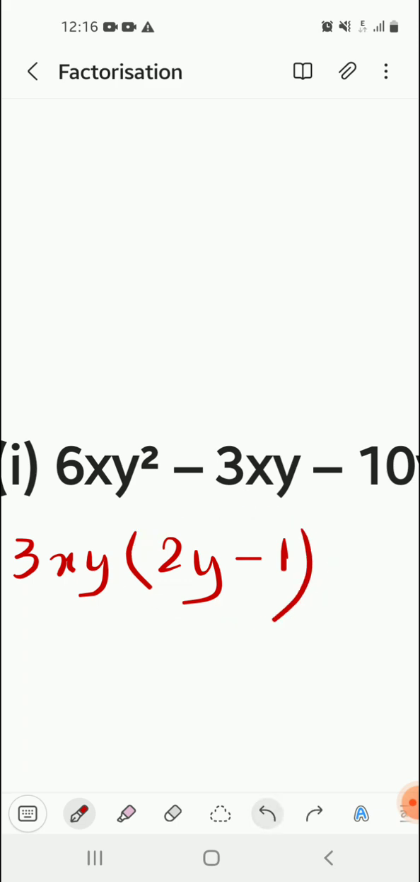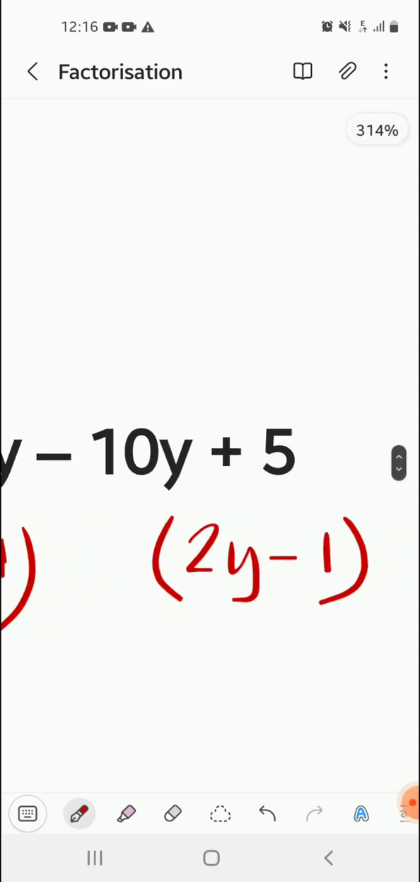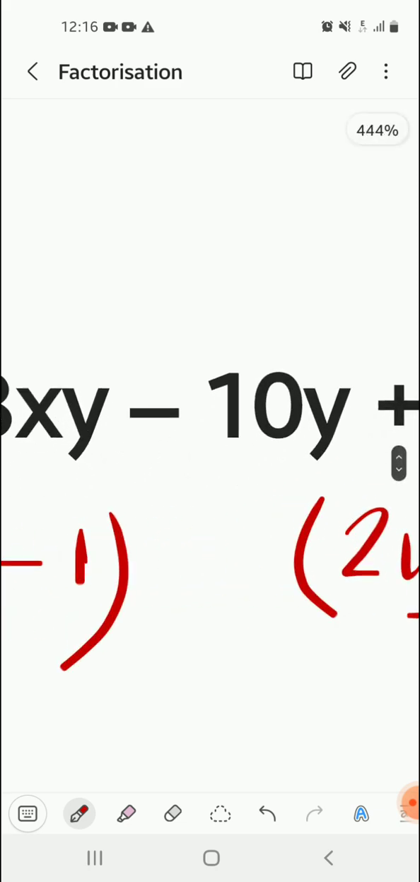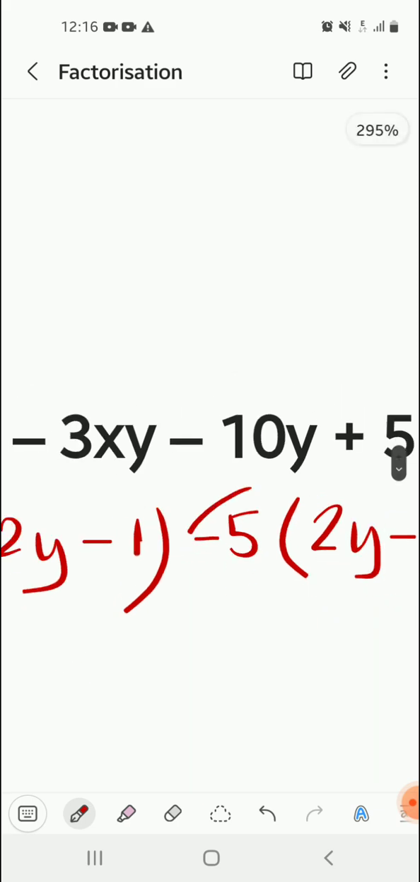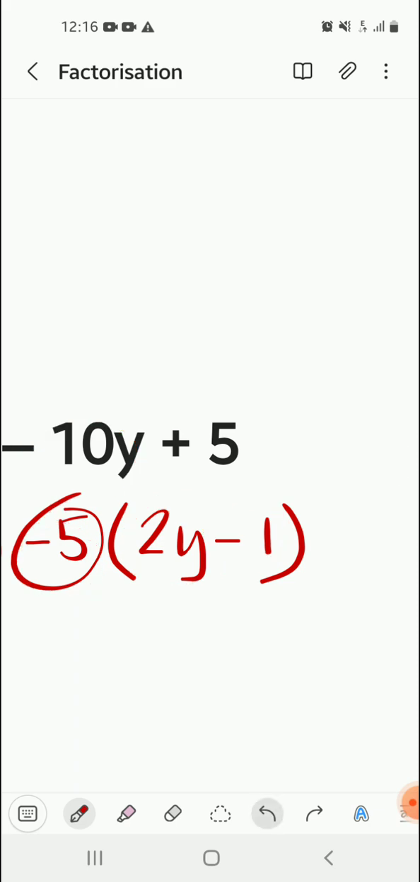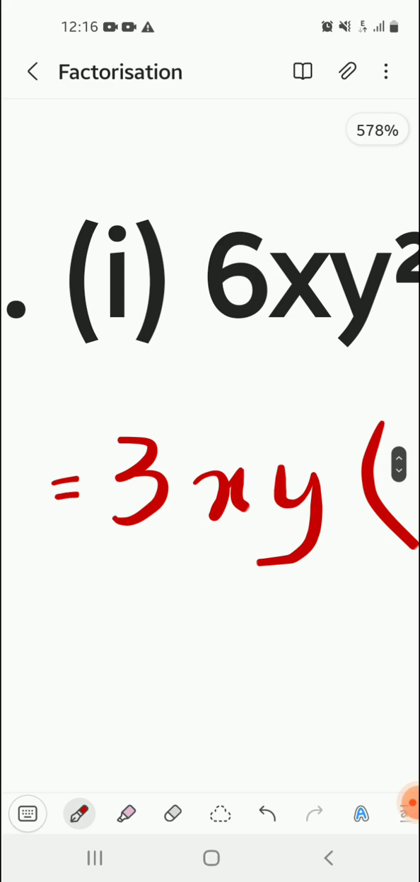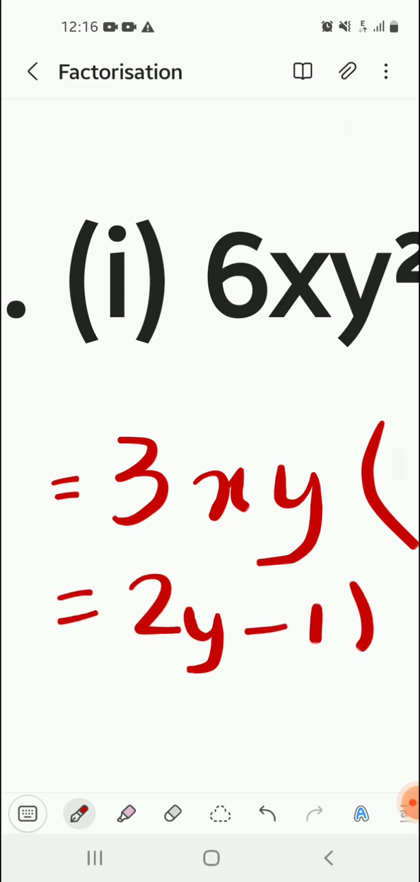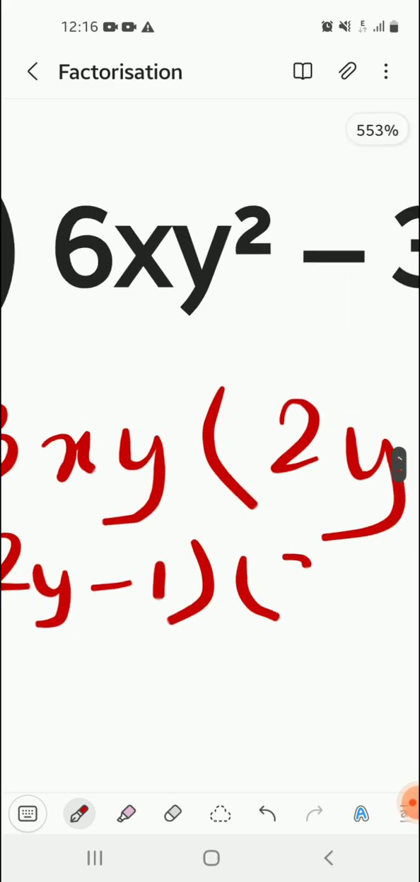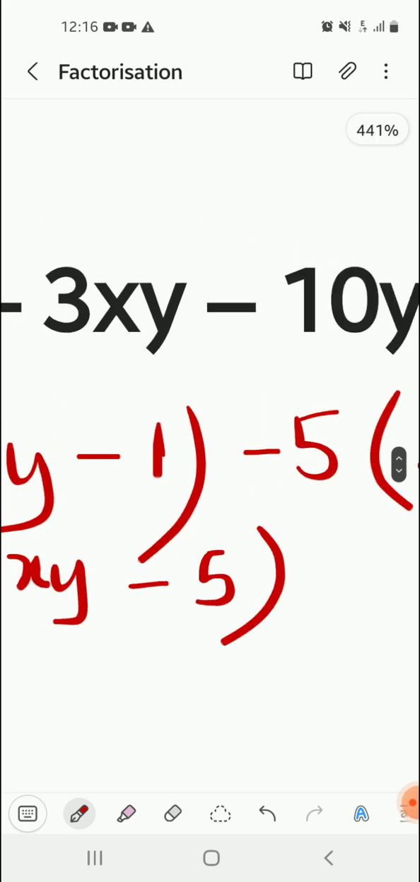Now we have already got 2y minus 1 as common. So we are going to write 2y minus 1. Now in order to match it, we are going to write minus 5. So see, minus 5 into 2y is minus 10y and minus 5 into minus 1 is plus 5. So here 2y minus 1 is common. So write 2y minus 1 and 3xy minus 5.